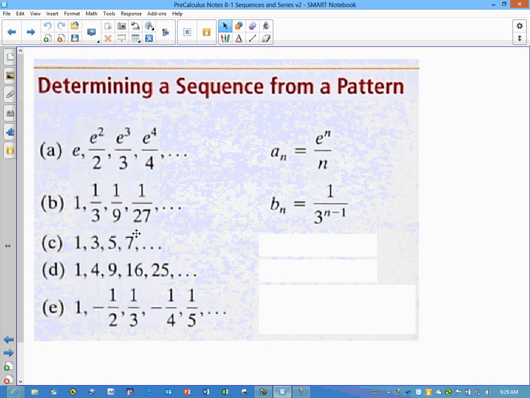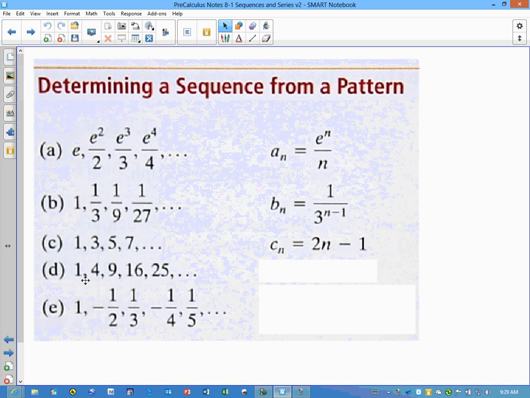1, 3, 5, 7, etc. We already saw that one actually. It's either going to be 2n plus 1 or 2n minus 1. If you start with n equals 0, it'll be 2n plus 1. If you start with n equals 1, which we're doing here, then it will be 2n minus 1.